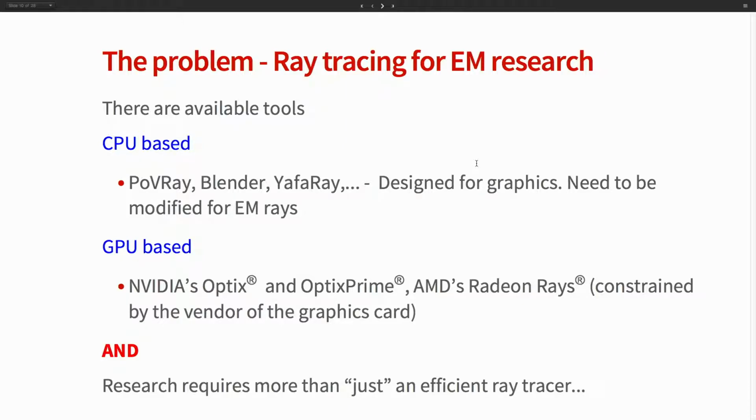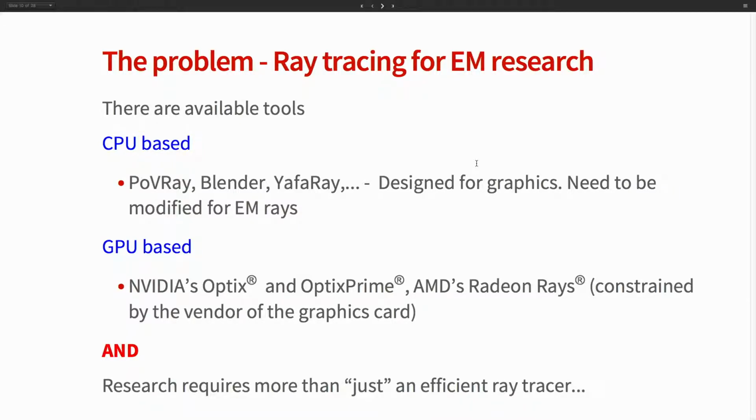NVIDIA proposed OptiX, and a very simple version of OptiX is called OptiX Prime. It works only with triangles, but you have to feed the GPU with a set of triangles and a set of rays and let it work. It should work very fast, but I don't know C++. And to activate such a thing, I need to learn C++, so I decided not to do it.